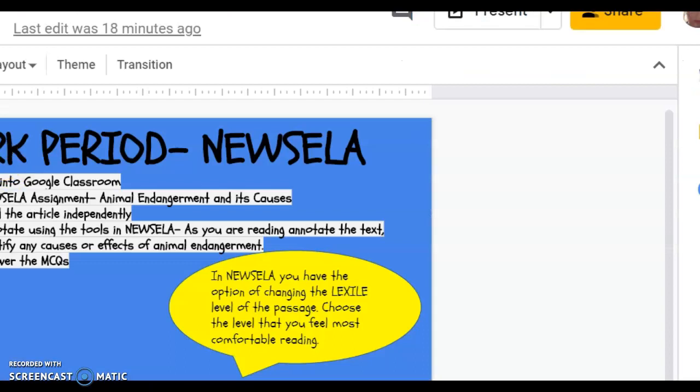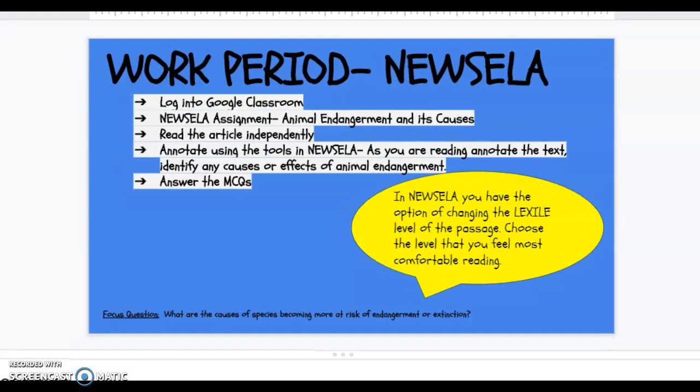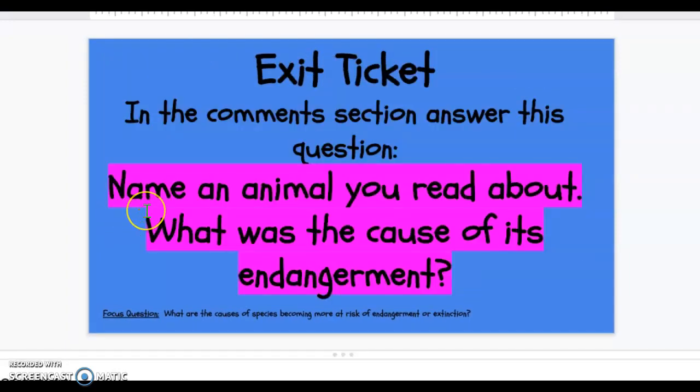Once you are done with the work period, I would like you to complete the exit ticket. That will also be posted in Google Classroom. It'll say exit ticket. And I want you to name an animal you read about. What was the cause of its endangerment?